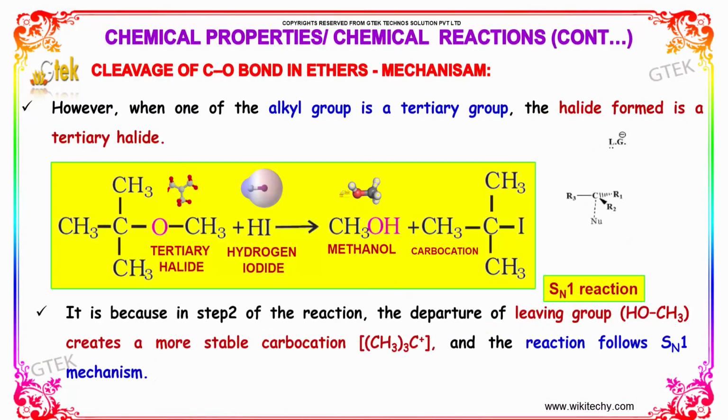However, when one of the alkyl groups is a tertiary group, the halide formed is a tertiary halide. That is, the tertiary ether reaction with hydrogen iodide forms methanol and a carbocation. It is because in step 2 of the reaction, the departure of the leaving group creates a more stable carbocation and the reaction follows the SN1 mechanism.